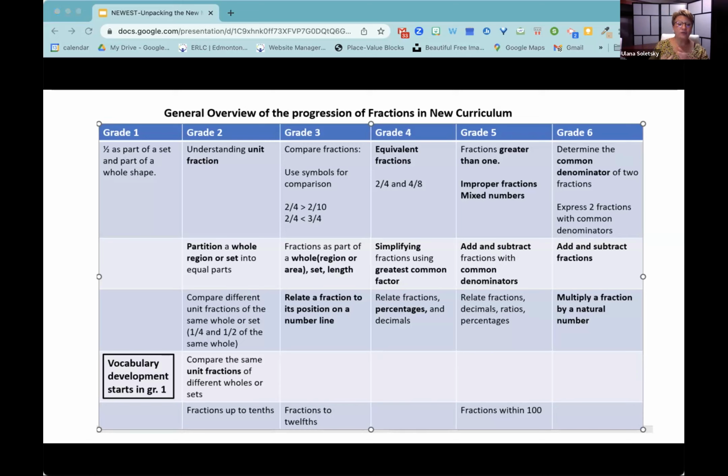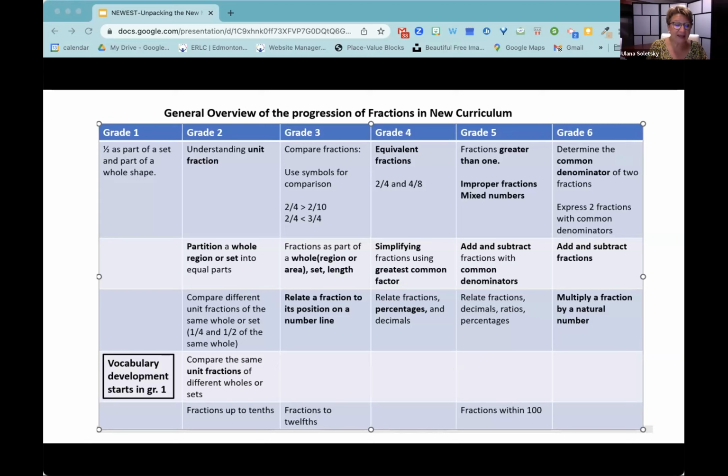Sorry, and then we also have in grade 4, we're relating fractions and percentages and decimals. In grade 5, we are doing common denominators only for adding and subtracting. But then in grade 6, we start adding and subtracting fractions with different denominators. But I hope you can see that it really builds slowly across grade 1 to 6.